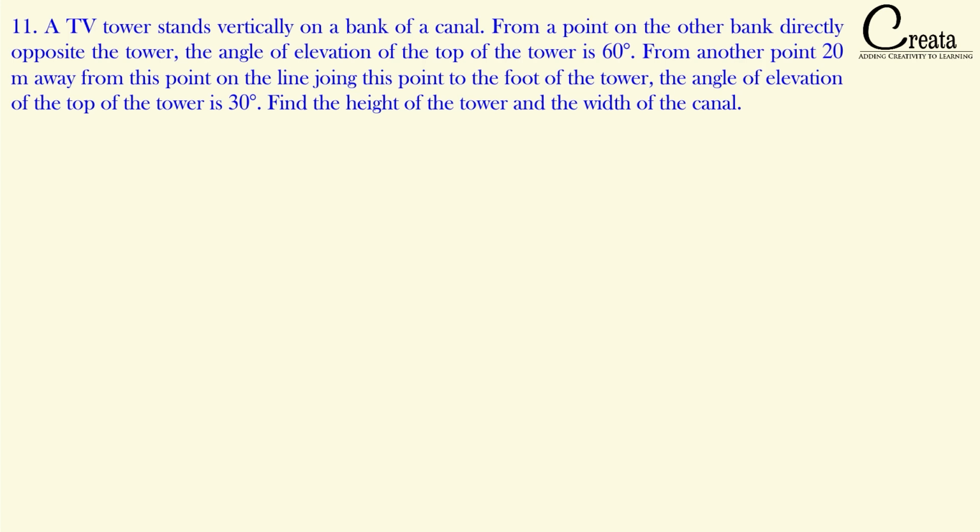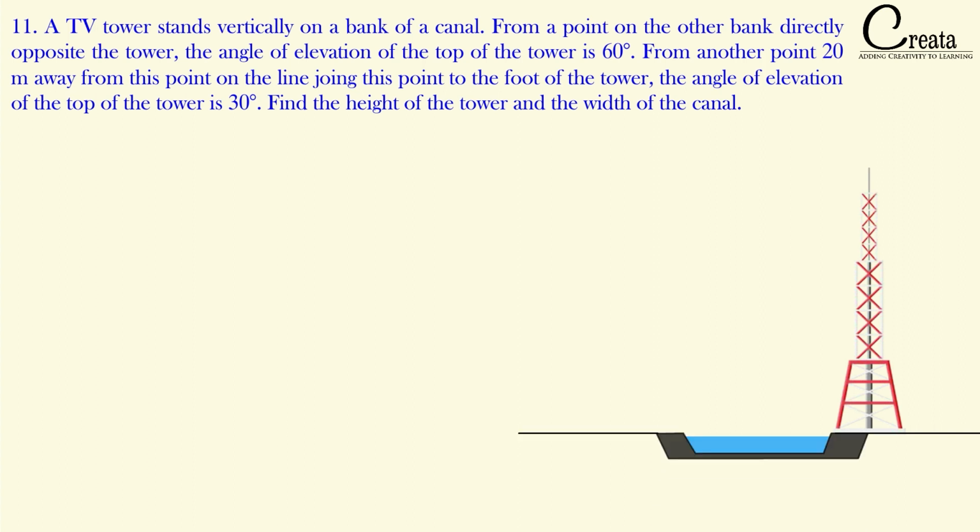Firstly, let's observe the question. A TV tower is given. This is a TV tower and this tower stands vertically on a bank of a canal. So this is a canal and this is the tower. From a point on the opposite bank of the canal, the angle of elevation of the top of the tower is given. It means we are having a point on the opposite bank of the canal, and from this point we are looking at the top of the tower, and the angle of elevation formed is 60 degrees. Angle of elevation is when we are looking upward, and this is with respect to the horizontal line. So this angle is 60 degrees.